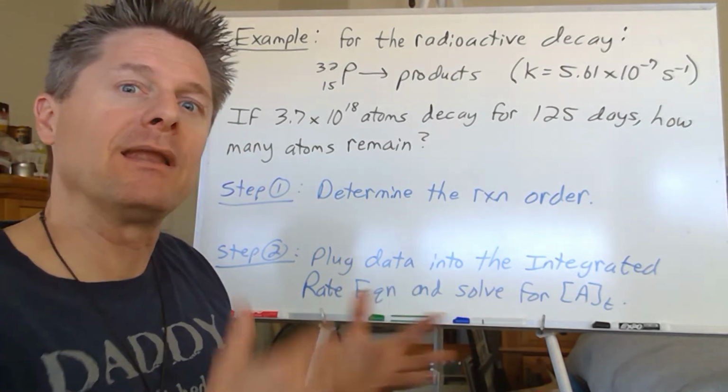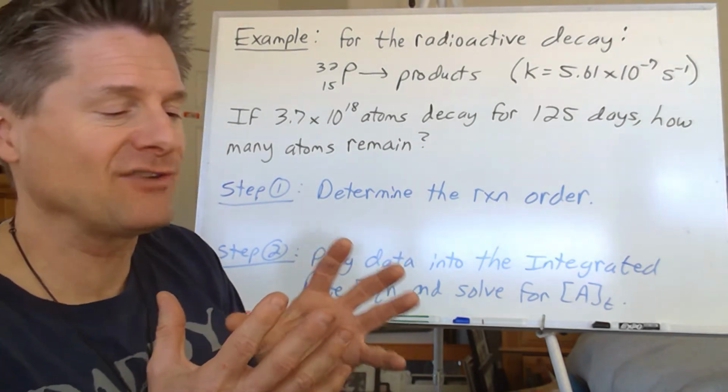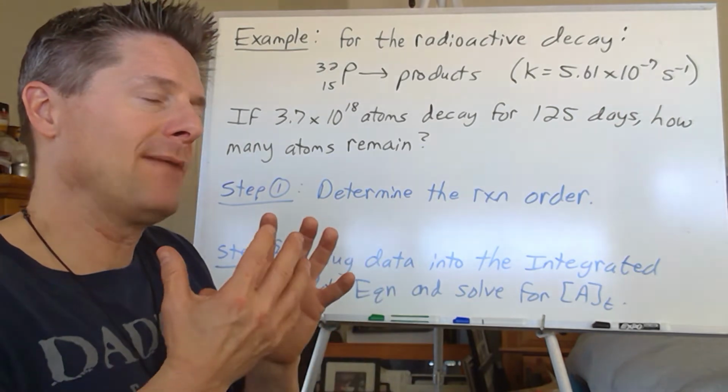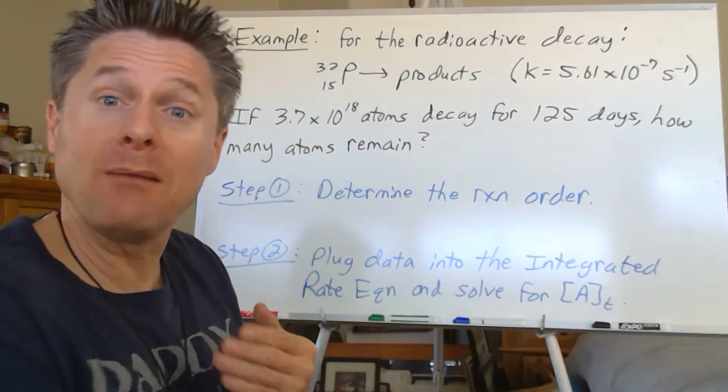That's the great thing about decay, decomposition. Radioactive decay follows first order reaction kinetics, and that's a hint. It's radioactive decay, so it's probably going to be first order. It's just going to decay slowly over time and go bye-bye.